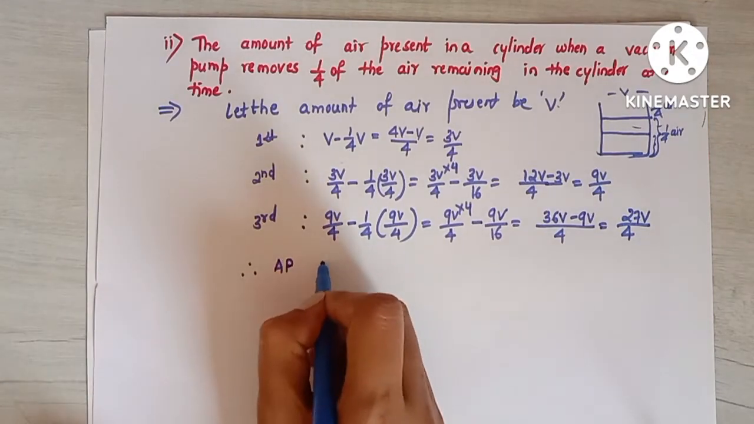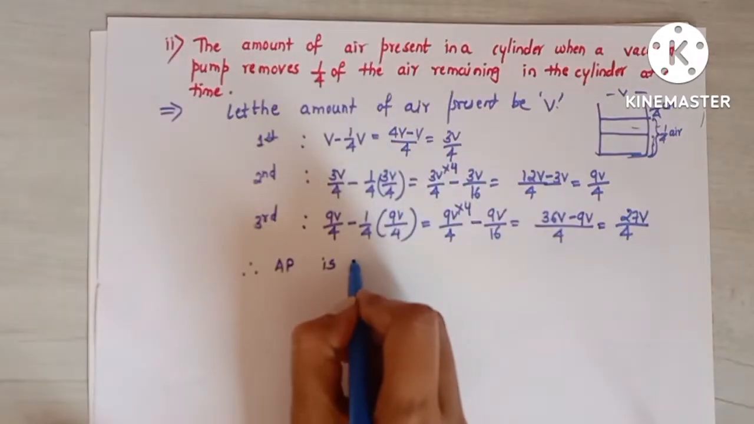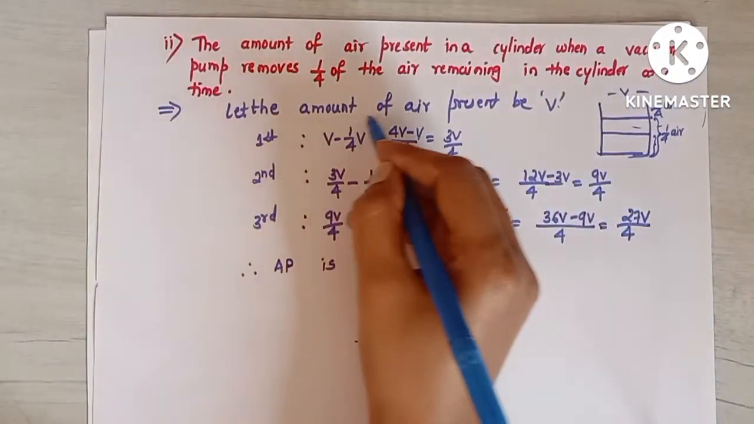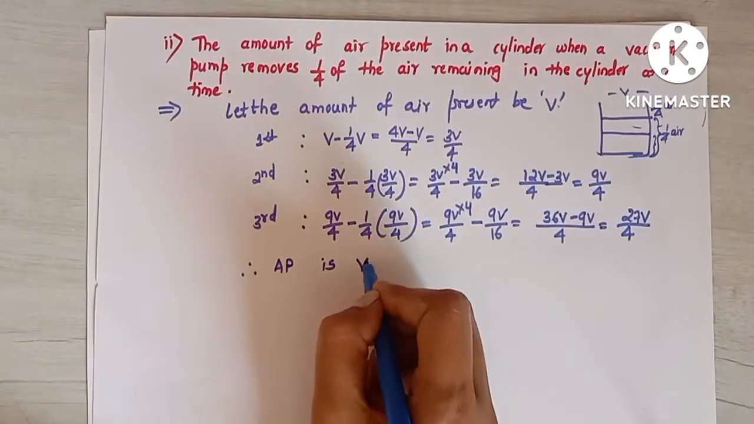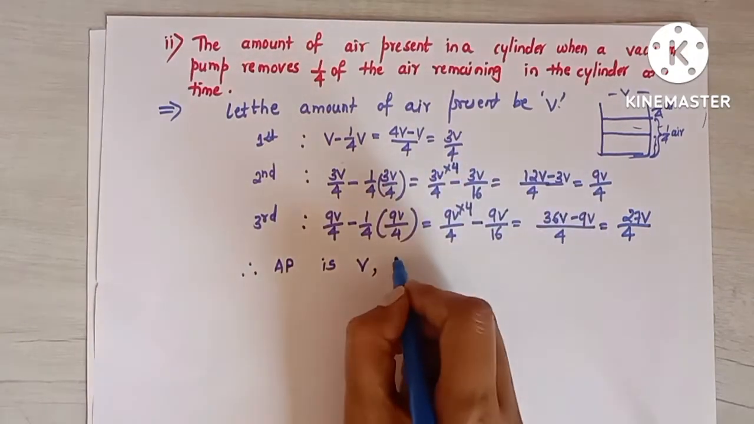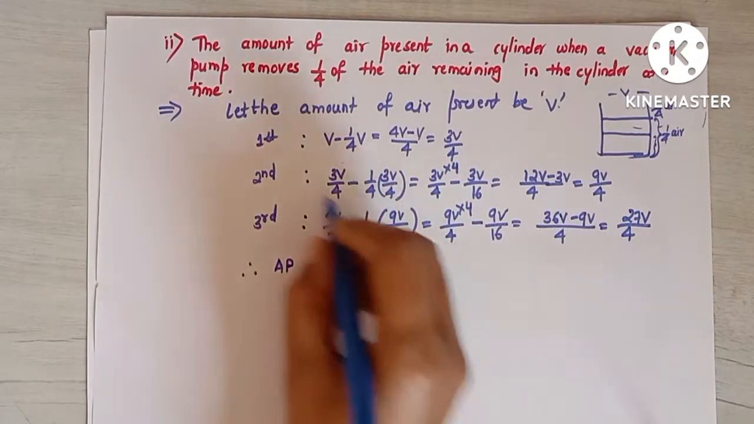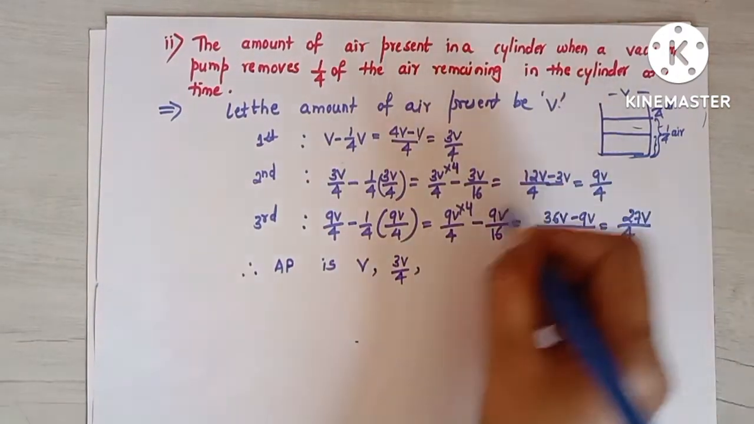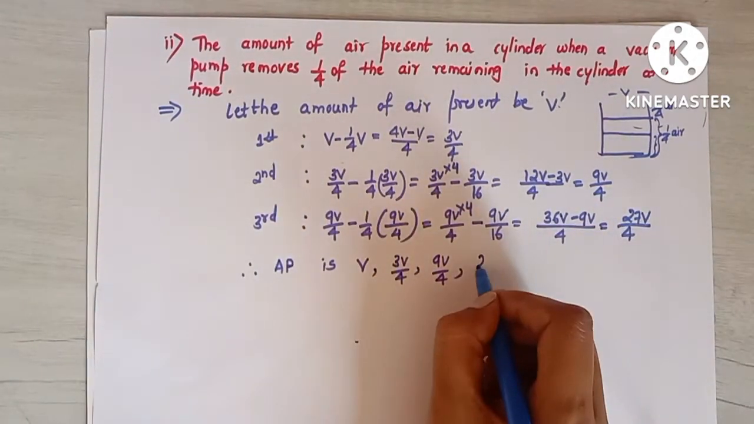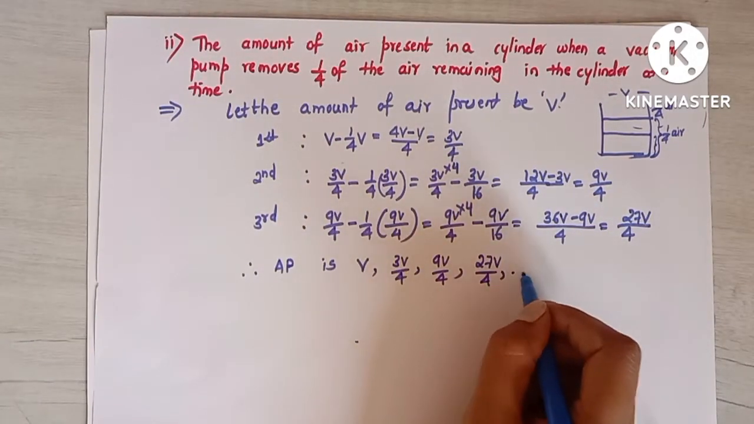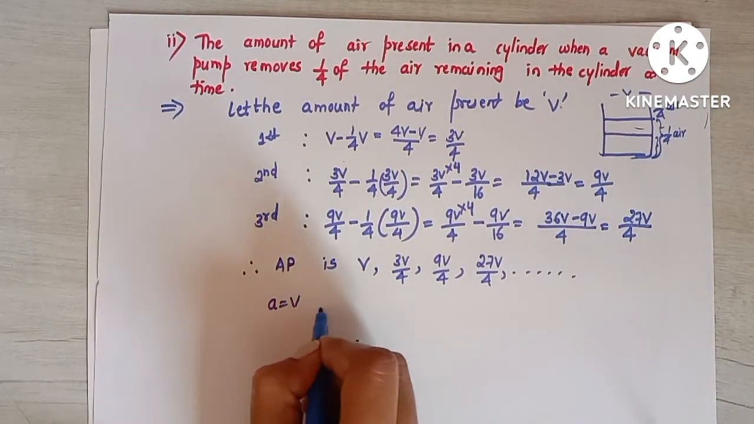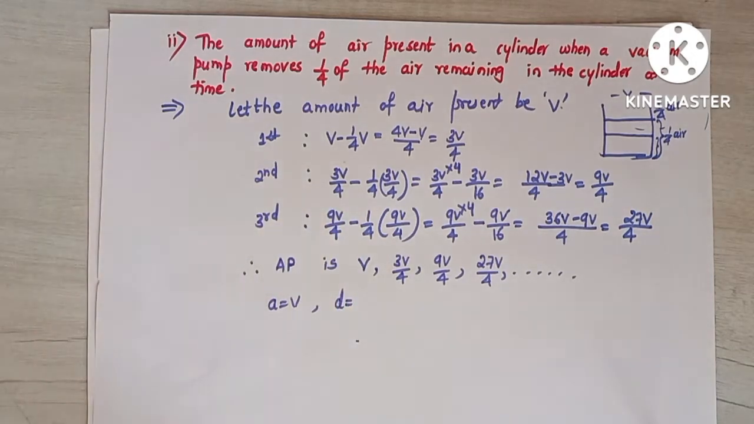Therefore, the AP is: first one was V. The total amount of air we have taken as V. Next, for the first pump we had 3V divided by 4. For the second pump the remaining air is 9V by 4. For the third pump the remaining air is 27V divided by 4 and so on. So here A is V. What do we have to calculate? We have to calculate D.